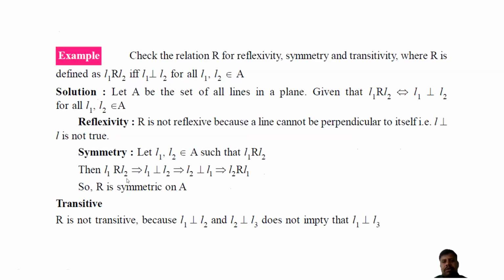Symmetry: if L1 is perpendicular to L2, then L2 is perpendicular to L1. So the relation is symmetric on A. Transitive: we consider three lines, L1 perpendicular to L2 and L2 perpendicular to L3. Then L1 need not be perpendicular to L3, because in geometry, if L1 is horizontal and L2 is vertical, L3 might be horizontal again. So L1 will not be perpendicular to L3. You can check by drawing some small diagrams.